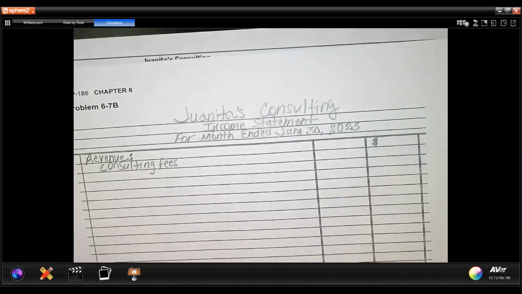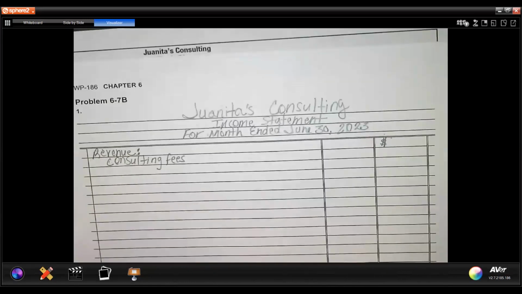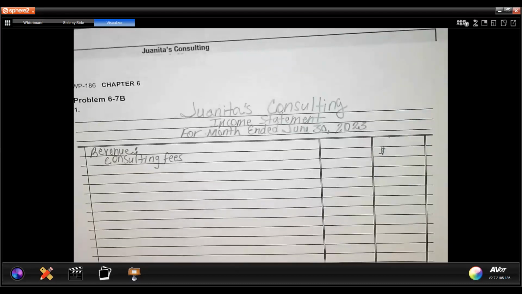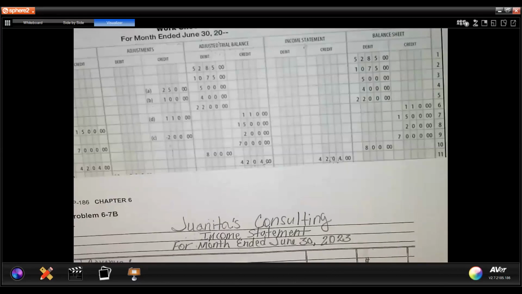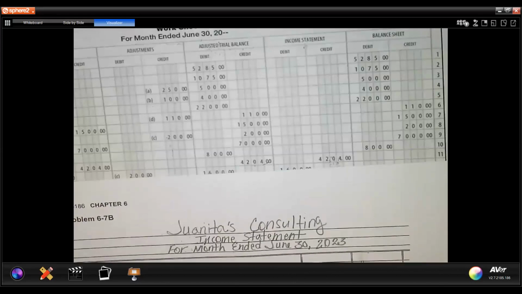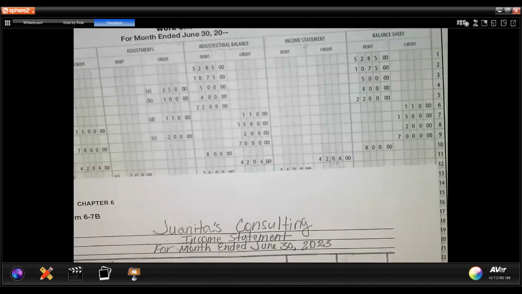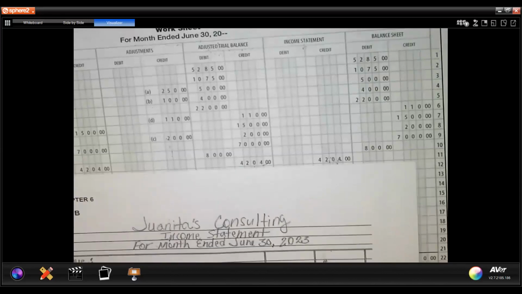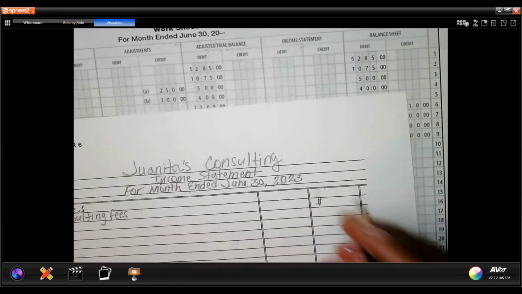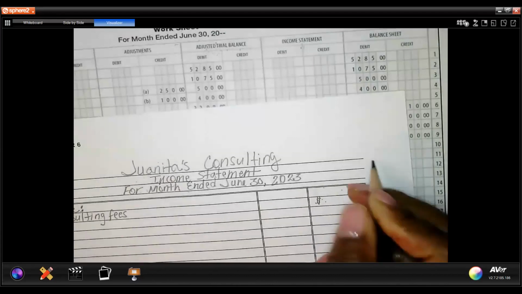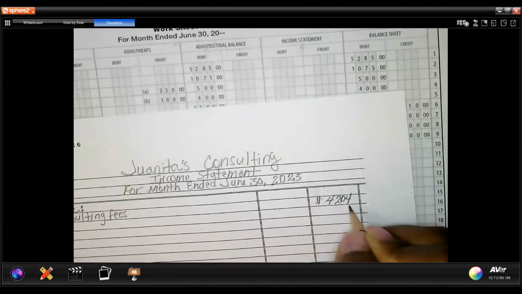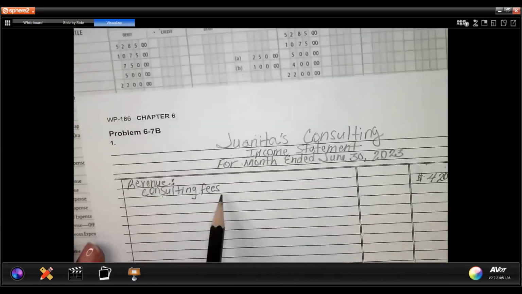And remember our consulting fees, let's just bring this down to consulting fees here. Our consulting fees were $4,204. Remember, it should be listed on the right side, because it carries a credit balance. So that's what we're going to do here. We're listing it on the right side, and we're going to list it as 4,204. Okay, that's going to cover our consulting fees because we only have that one revenue account.